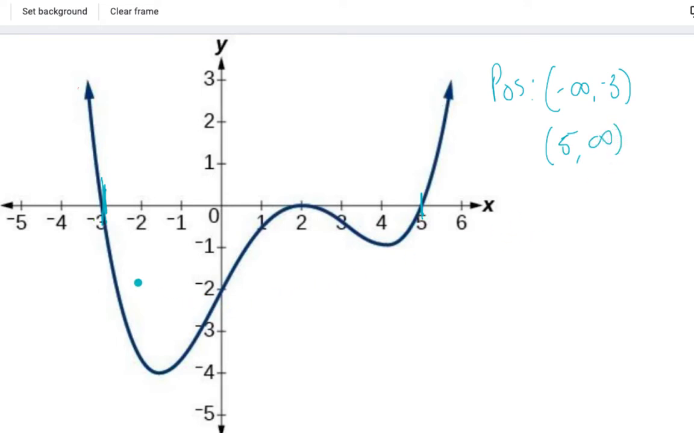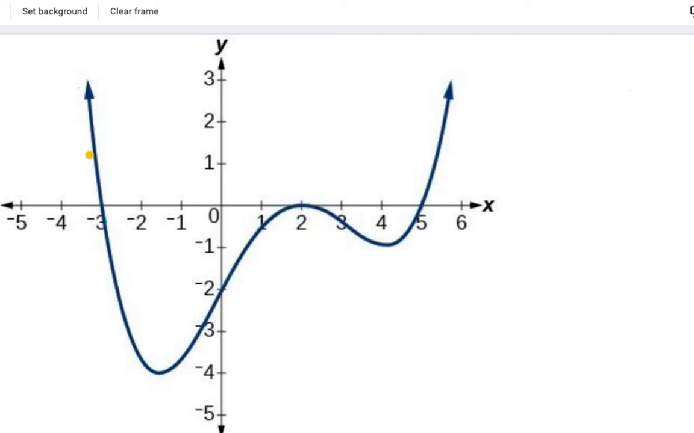The places it's negative is every place else except 2. It's not negative at 2, it's 0 again. So we would say the graph is negative from negative 3 to 2, and from 2 to 5.